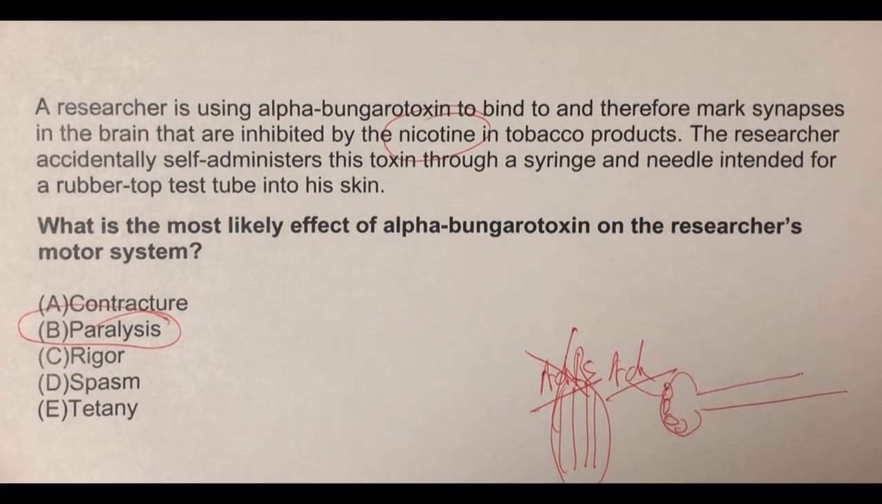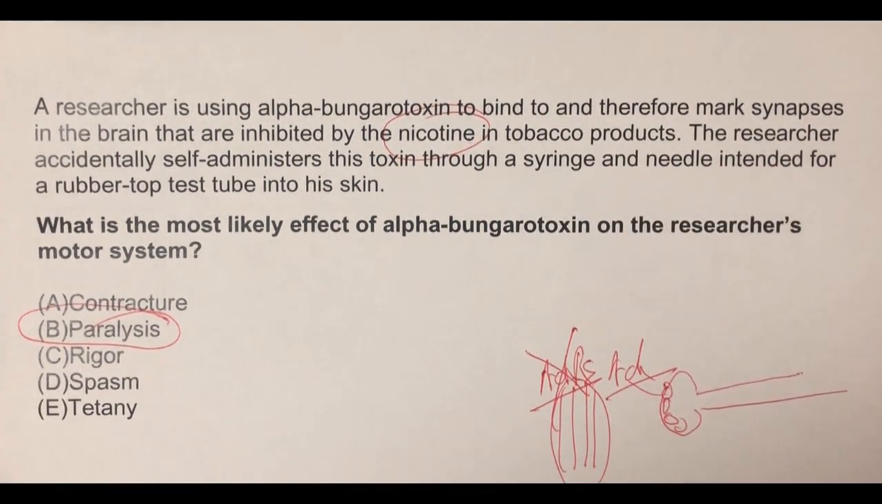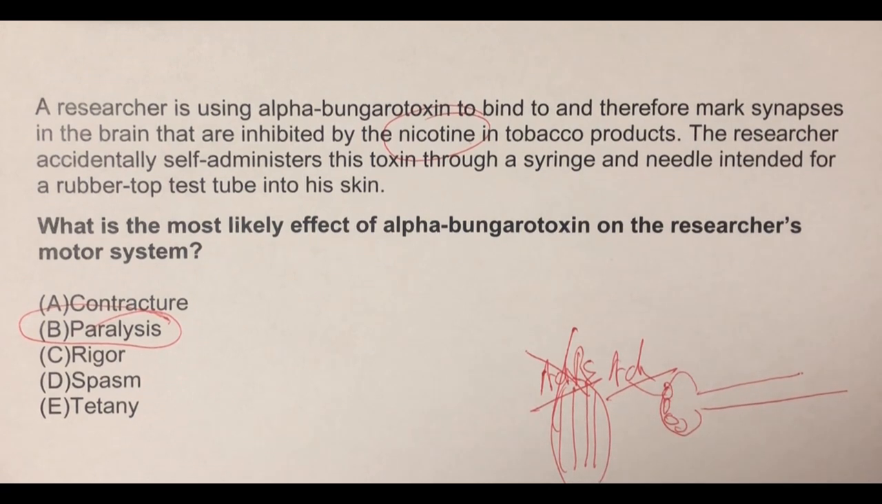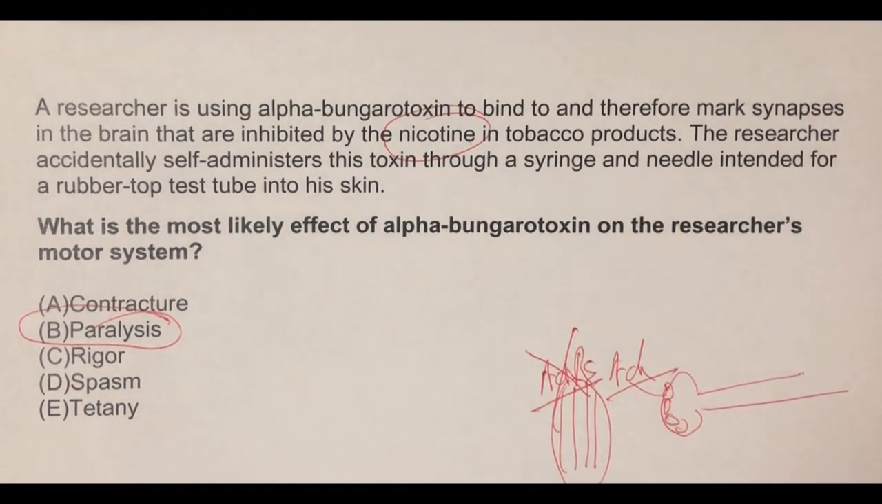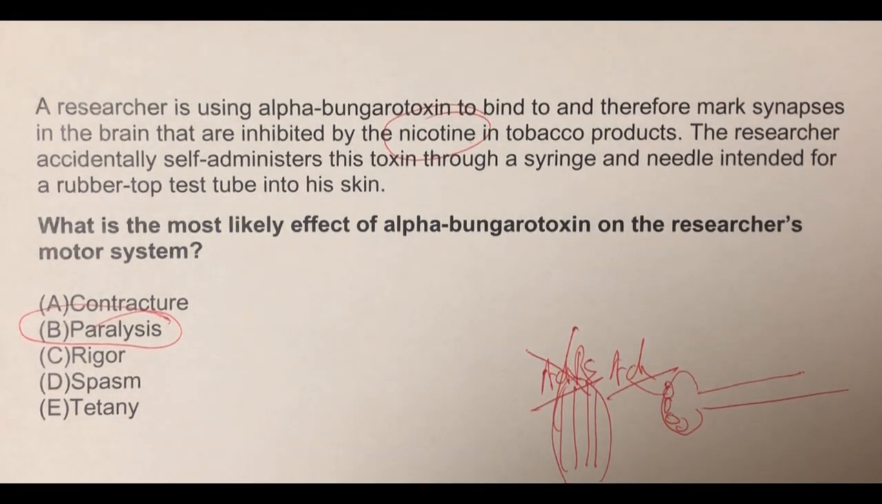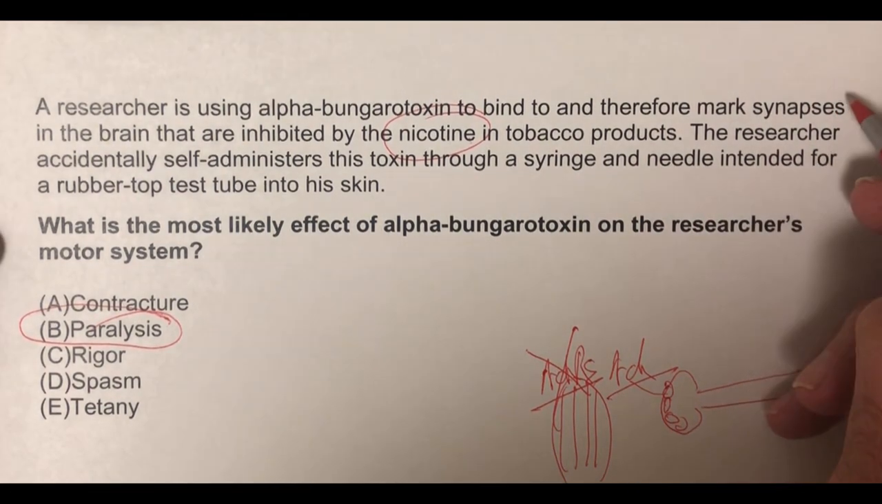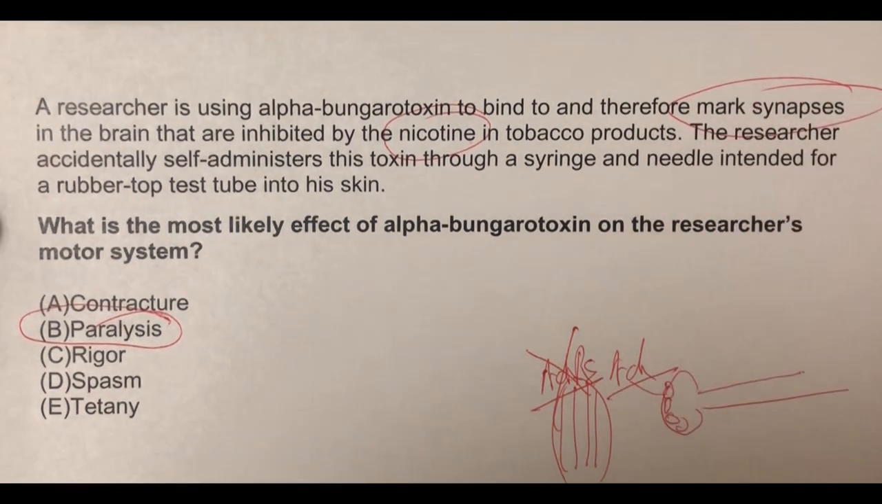How did we get to it? We looked at nicotine, and nicotine works on nicotinic receptors. We know skeletal muscle has nicotinic acetylcholine receptors, and the only thing left out was that the alpha-bungarotoxin, we have to know, blocks nicotinic acetylcholine receptors. That's why it can be used to mark synapses in the brain that are inhibited by the nicotine in tobacco products.